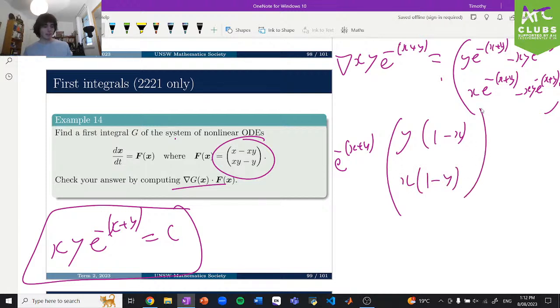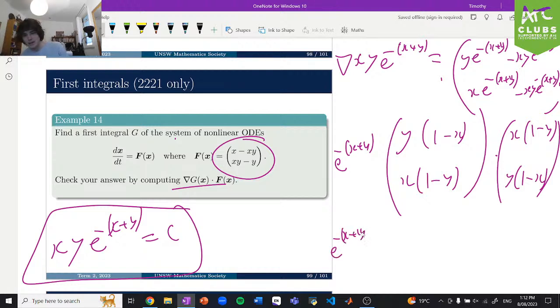Okay, maybe I was overreacting. We can then dot product that with x(1 minus y) and y(1 minus x). We dot product all of that together, we end up with e to the minus x plus y times, then expanding that all out, we get xy(1 minus x)(1 minus y), plus, oh no, y'all, this is suddenly not looking so hot.